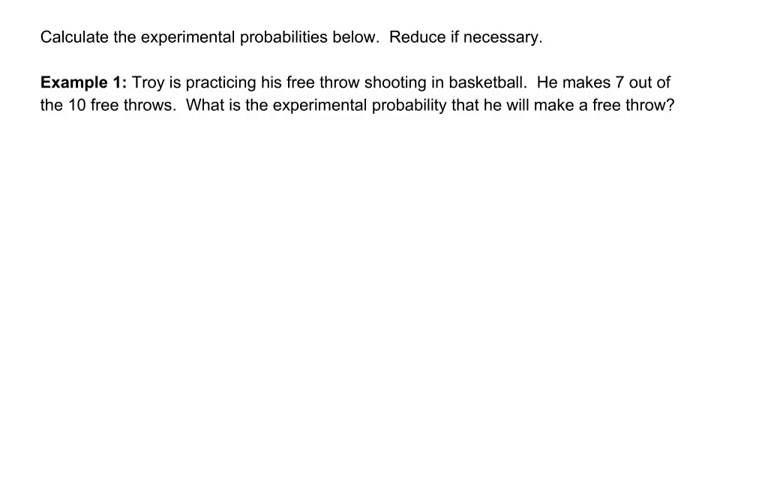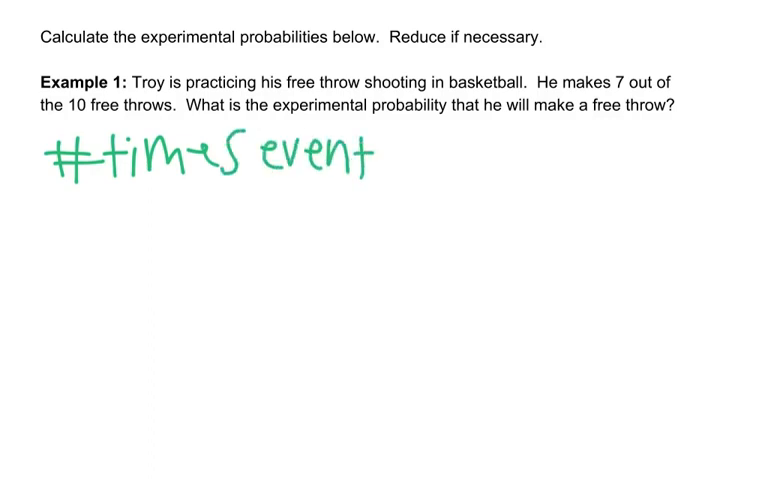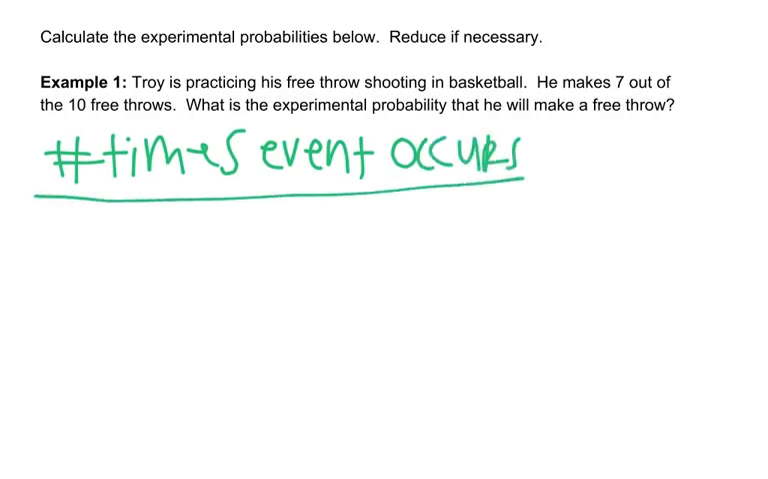So our formula for experimental probability is the number of times the event occurs over the total number of trials. My handwriting is really messy. Sorry.